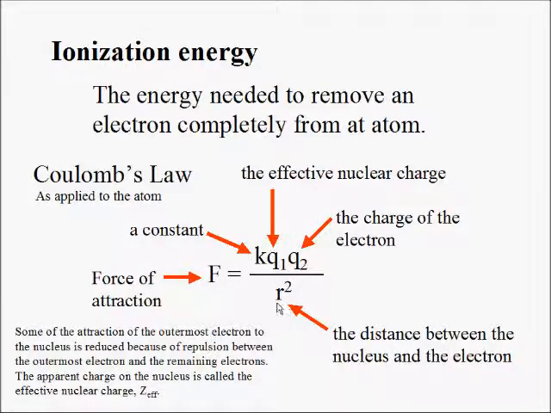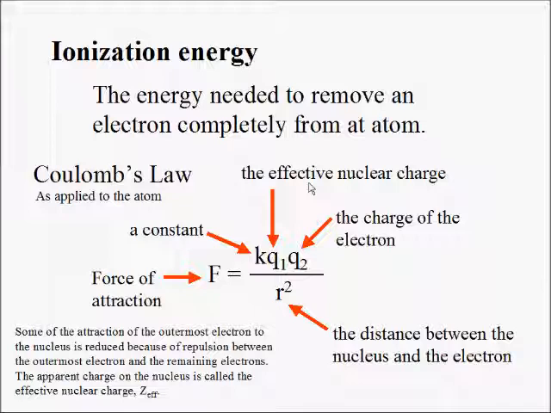But the distance between the objects also affects the force of attraction. The greater the distance, the less the force. So the outermost electron is going to feel the weakest force of attraction. Now we also call this the effective nuclear charge. The effective nuclear charge is what the outermost electron actually feels.